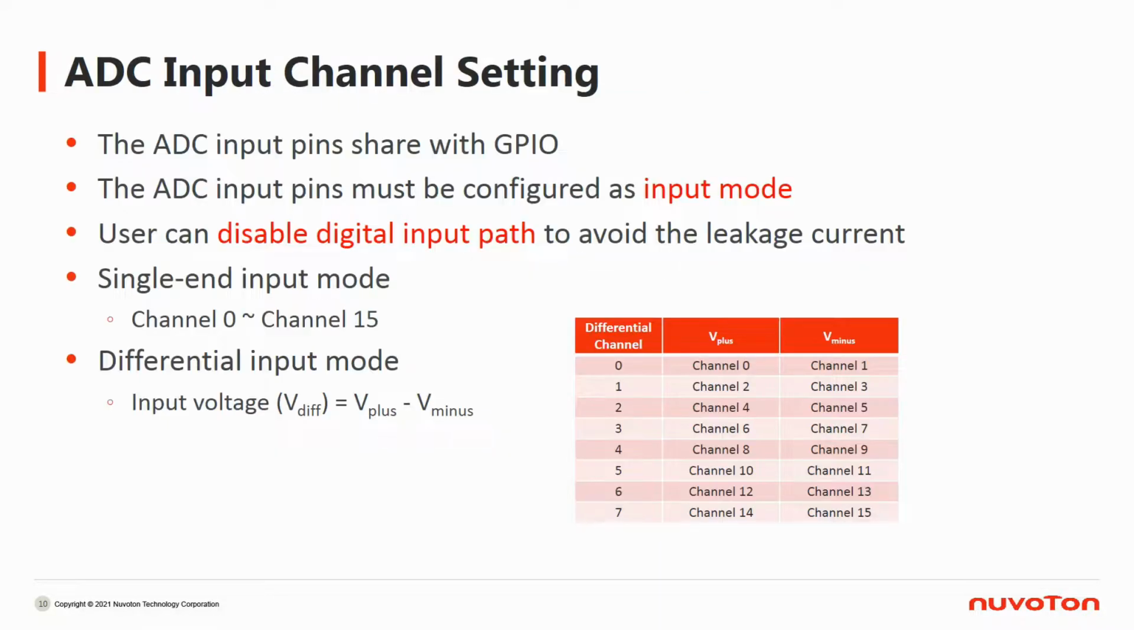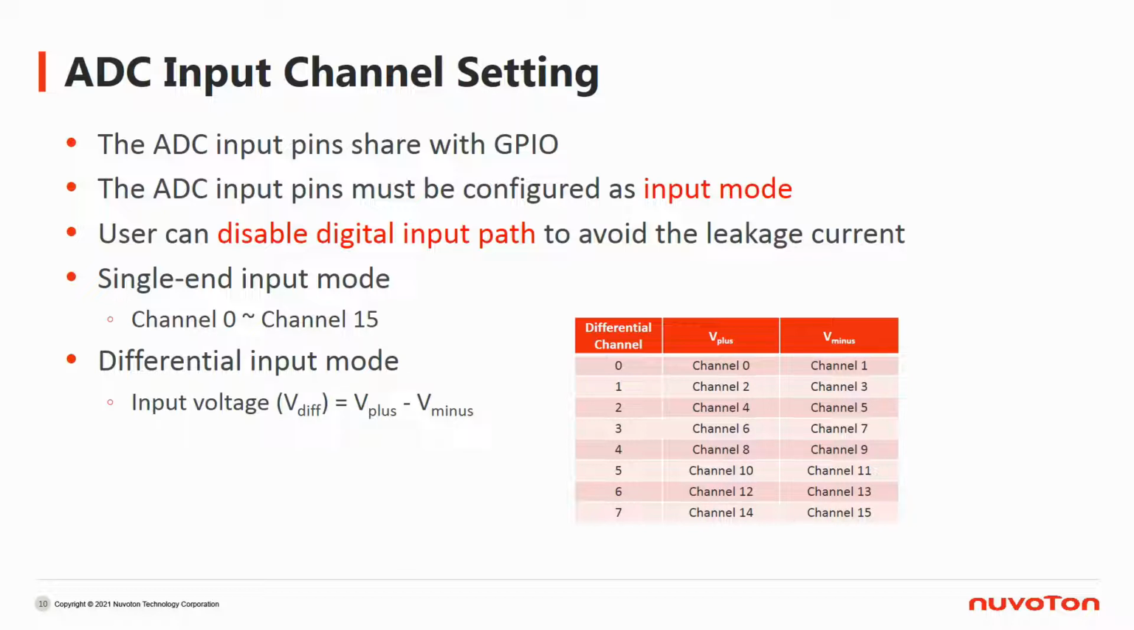Here, we are going to tell you the setting of ADC input channel. First of all, the ADC input pins share with GPIO. Therefore, if we need to use ADC, we have to configure GPIO as input mode. Setting GPIO as input mode will keep it staying at floating state. Therefore, it won't affect the actual voltage we want to measure from analog circuit. Besides, we have to disable digital input path as well. This is for avoiding the current leakage. It will make the sampling more accurate.